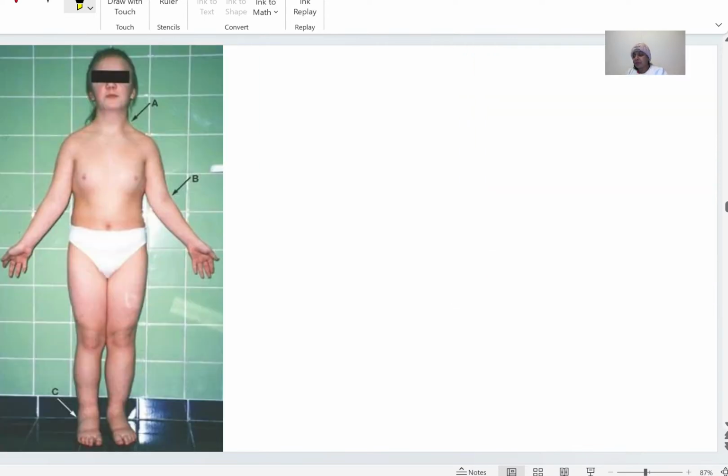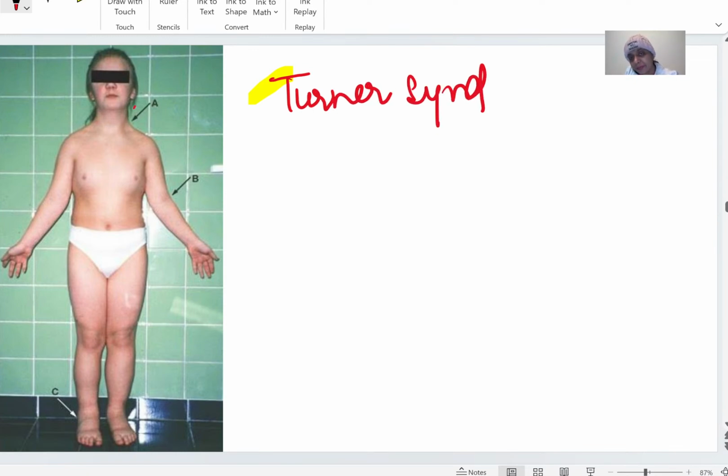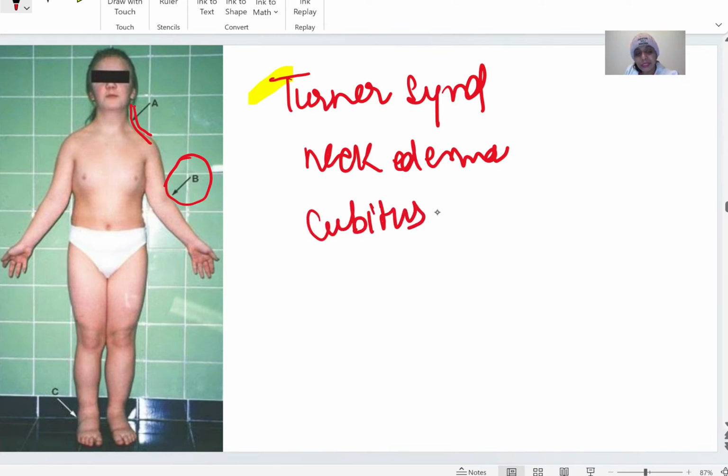Which syndrome does this girl have? Turner syndrome. How will you identify? Neck edema. Very good. And another thing, what is this? Cubitus valgus. What about the mental status? Normal. They are not mentally retarded.